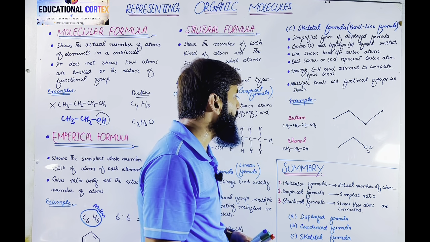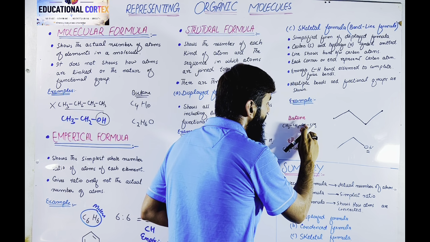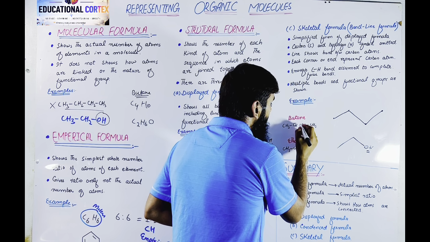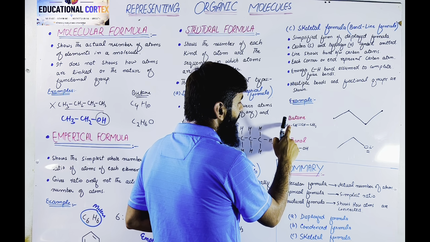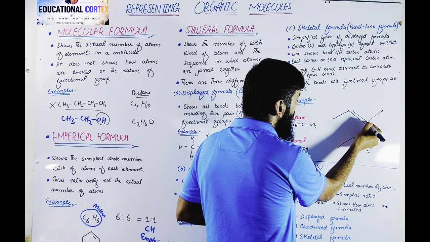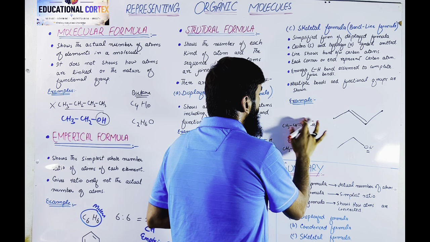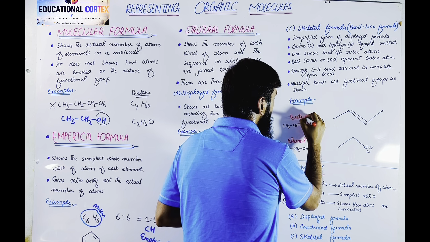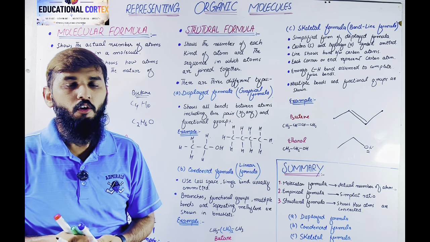Let's take another example. Instead of butane, we will write a double bond. Say, for example, we assume there is a double bond between carbon number 1 and carbon number 2. So this is the formula of not butane; this will be the formula of butene. And the double bond will be shown in the skeletal formula. Hope you all will understand.